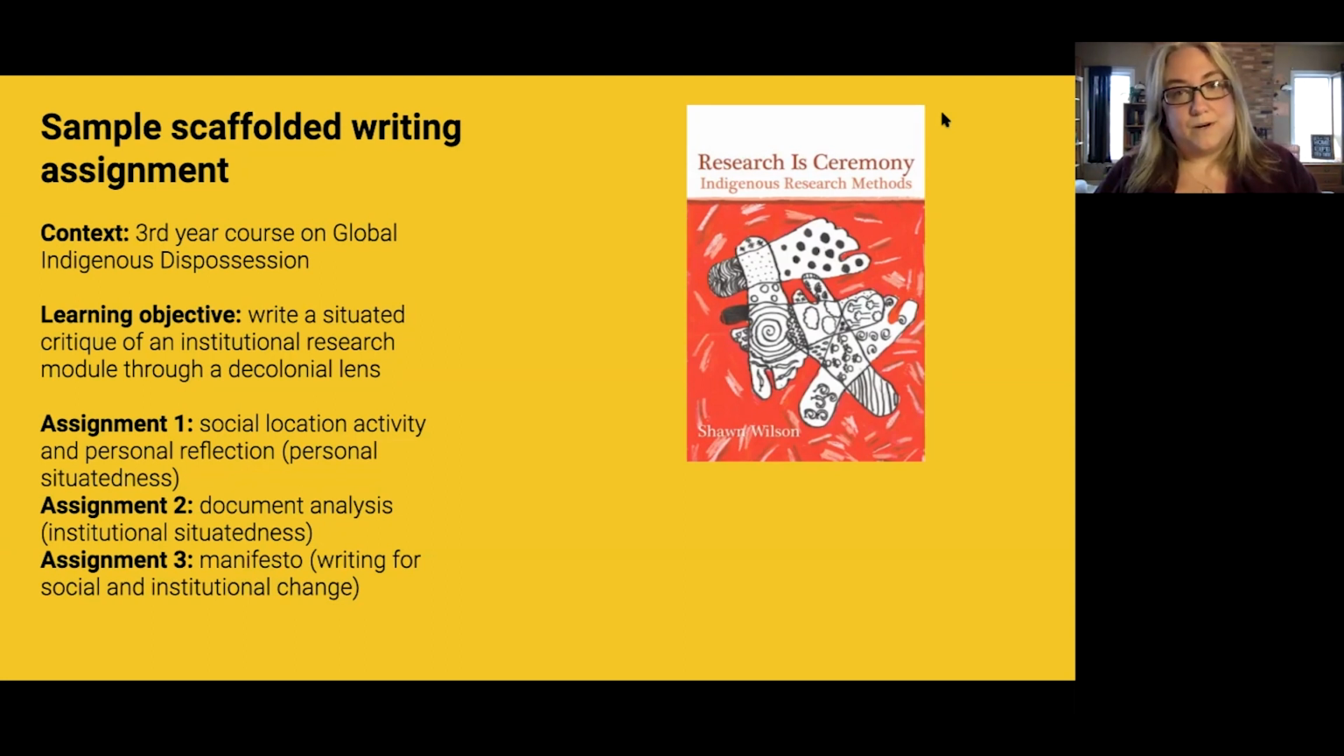So here we wanted them to work in a slightly different genre to a policy critique and to do something that was more public facing and built on the principle of having values or tenets that they would then analyze through the frameworks that they had learned in the course. So the goal here was to get them writing for social and institutional change.